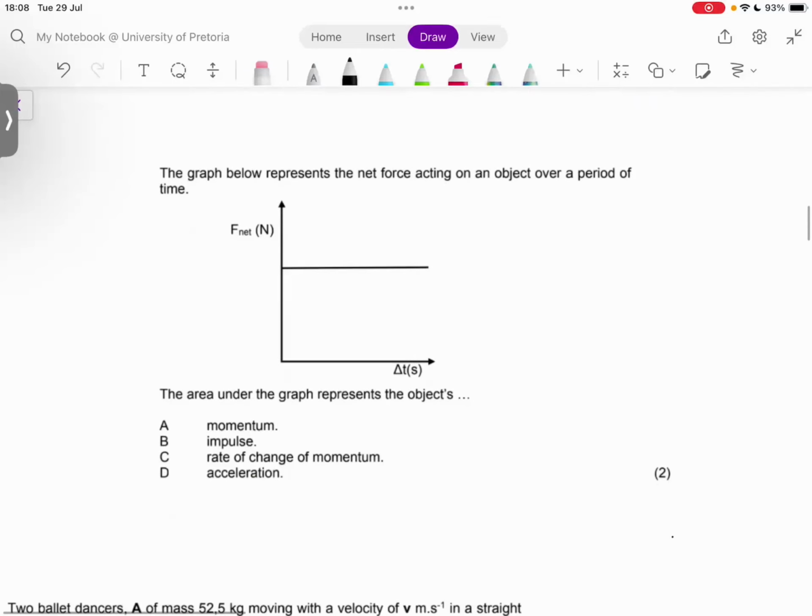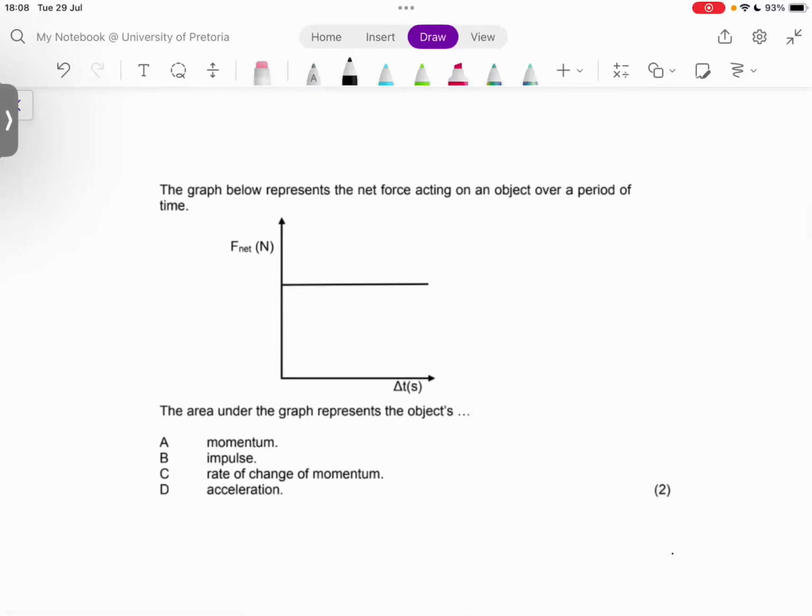Right. So for this question, we're given a graph. The graph below represents the net force acting on an object over a period of time. In the y-axis, we have F net, and in the x-axis, we have time. We want to find the area under the graph, and we have to relate it to one of the options we were given. Which answer do you guys think it is? Remember, we want to find the area under the graph right here.